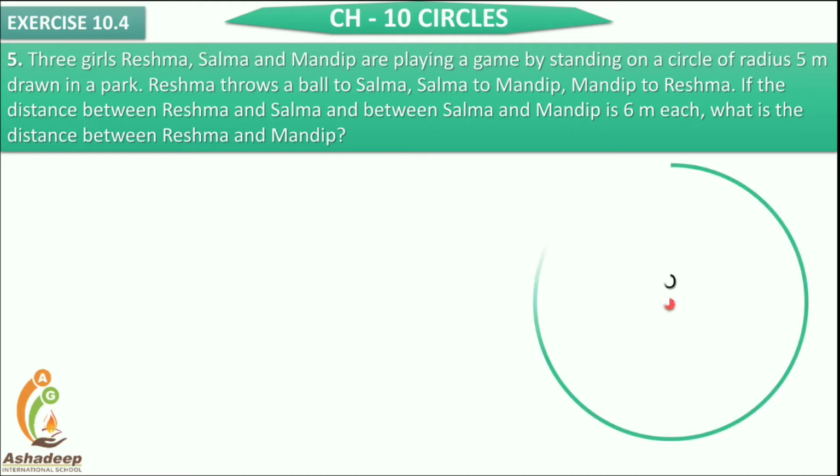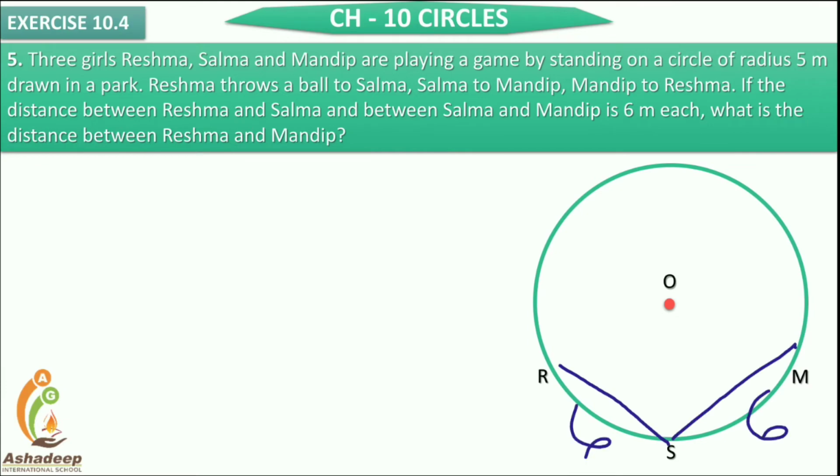So see, the condition I'm going to draw over here, and that is a circle with the center O. Reshma is standing over here, then here is Salma, and then here is Mandeep. So what I have to find is, I know the distance between these two is 6, but I have to find out the distance between Reshma and Mandeep.